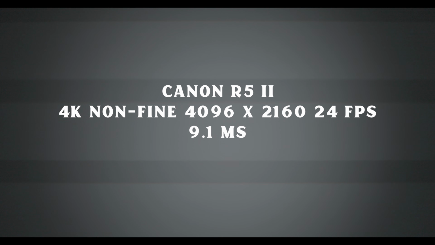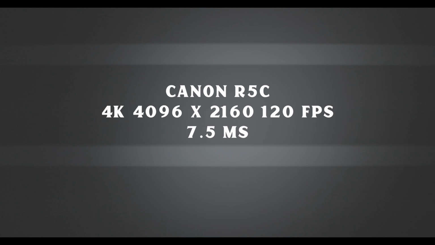But anyways, the 4K non-fine mode on the R5 II did get reduced to 9.1 milliseconds. So when you are doing that line skipping or pixel binning or whatever method they use, you do get a quicker readout. And the R5C is oversampled up to 4K 60, which we'll talk about in a little bit.